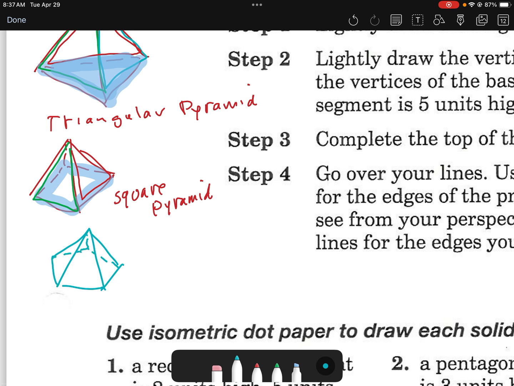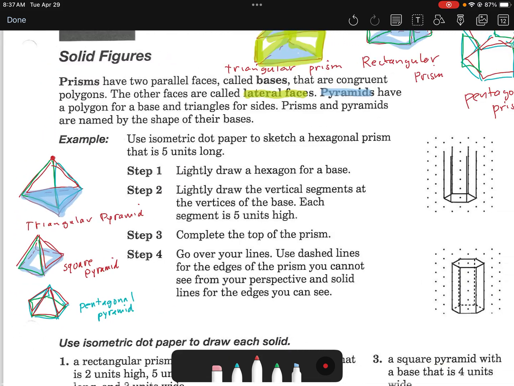Keep practicing. This is a pentagonal pyramid. The base is a pentagon. Do you see it? The lateral faces are triangles. Okay? Now we can do that for every single type of polygon. We could have a hexagonal pyramid. We could have a heptagonal pyramid. All of those shapes exist. But that's the difference between a pyramid and a prism.